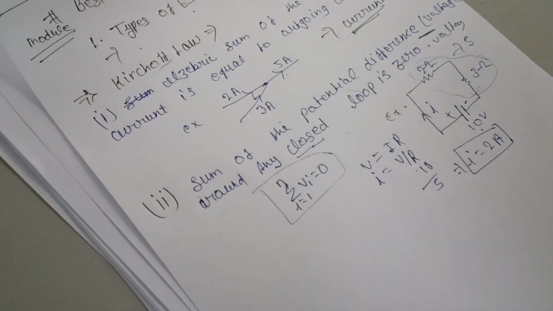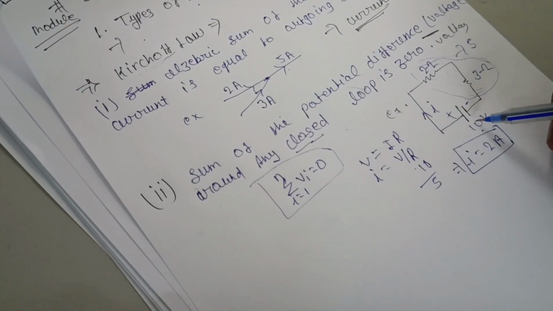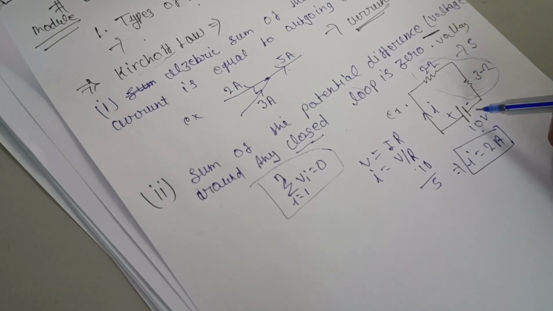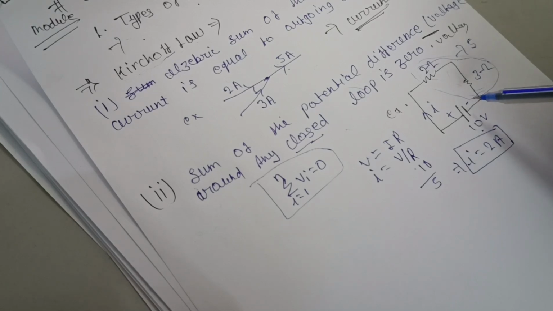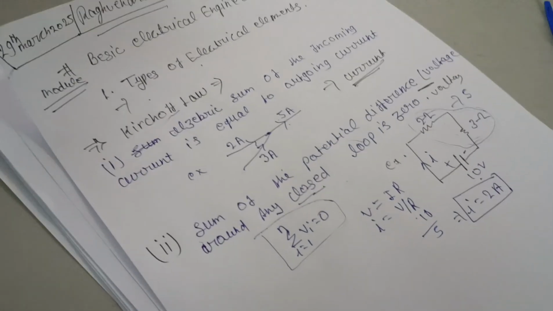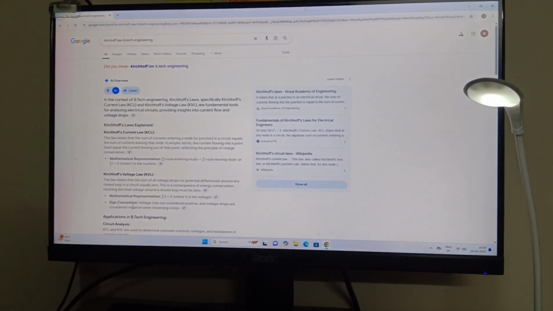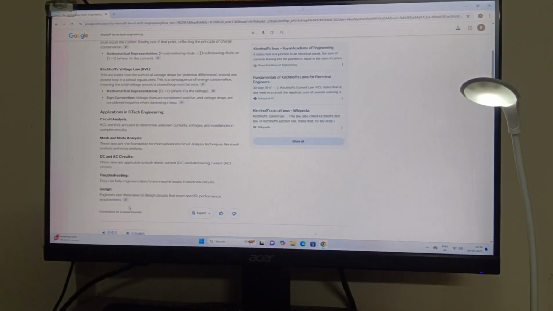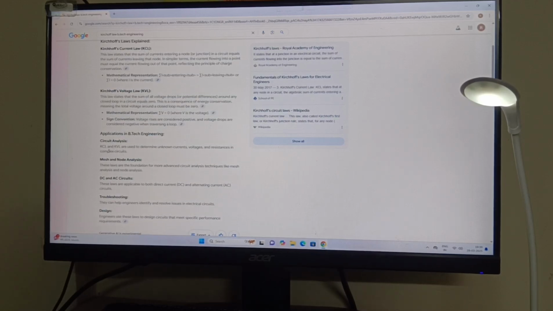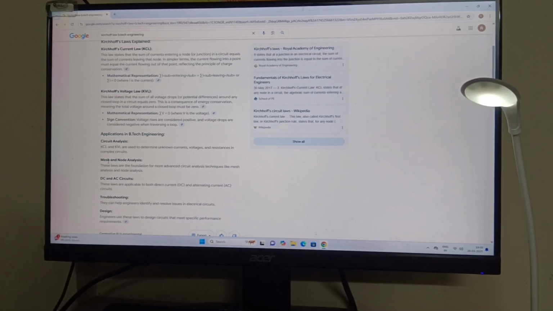Suppose the voltage is rising here from 25 to 30, so we will consider it positive, and if decreasing then we will consider it negative. So this is all about KVL and KCL. These are some applications: circuit analysis, mesh and nodal analysis, DC and AC circuits, troubleshooting, design. Okay, so now let's move on to mesh and nodal analysis.